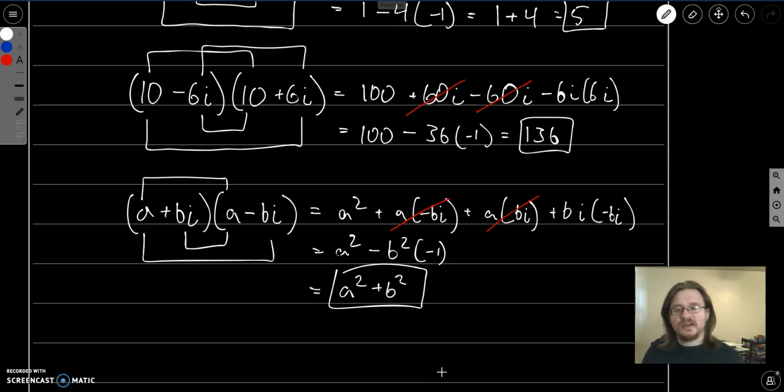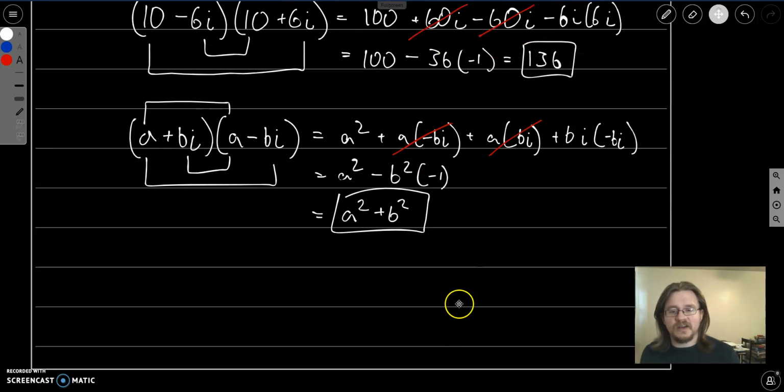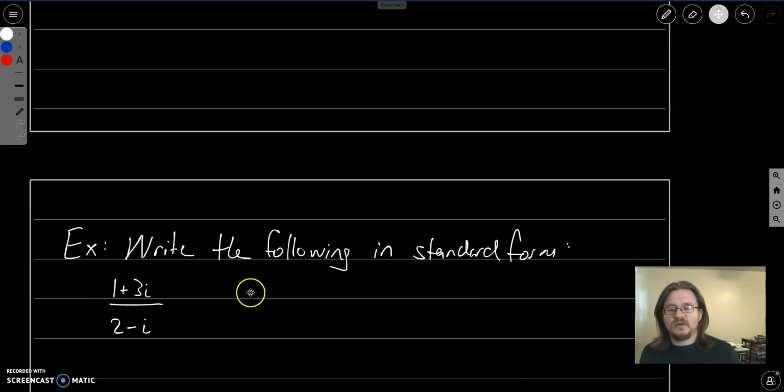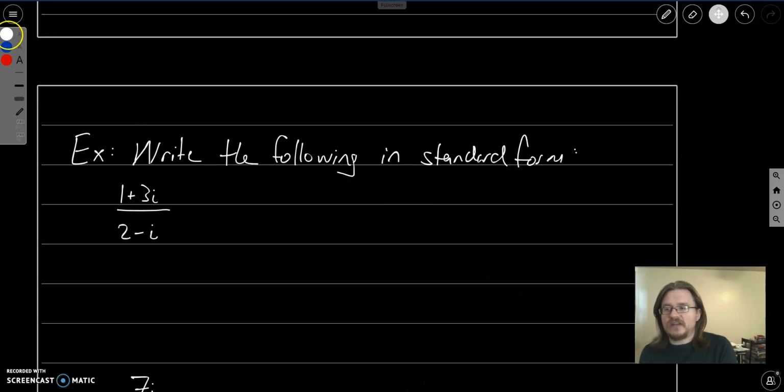And this is the trick. What you'll notice is that this number is entirely real. No imaginary part. So if we want to get rid of some imaginary numbers, we can multiply them by the conjugate, and it will simplify very nicely. So we can write the following in standard form. Standard form is also called rectangular form.